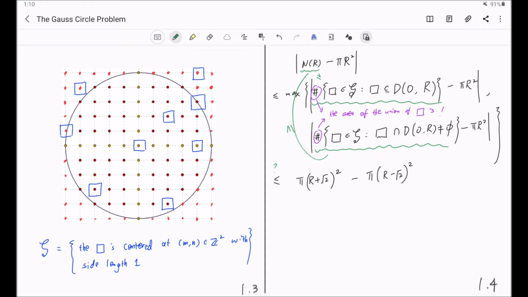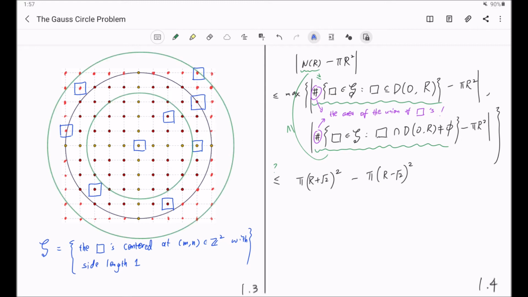The explanation of this might be a little bit tricky. So let me try to convince you of this. So this circle has radius equal to r. And now let's draw circles of radii r plus square root of 2 and r minus square root of 2. So this is a circle of radius r minus square root of 2, and this is a circle of radius r plus square root of 2. And let me try to explain this inequality. So what we are going to do now is find the boundary of the union of the squares that are contained in this open disk, as well as the boundary of the union of those squares which have non-empty intersection with this open disk.